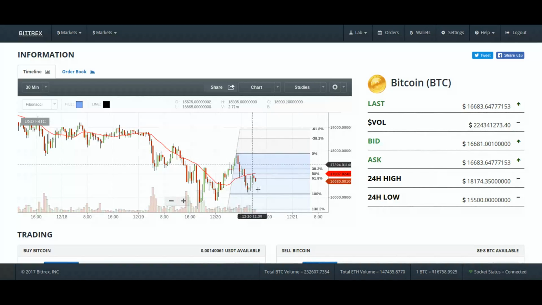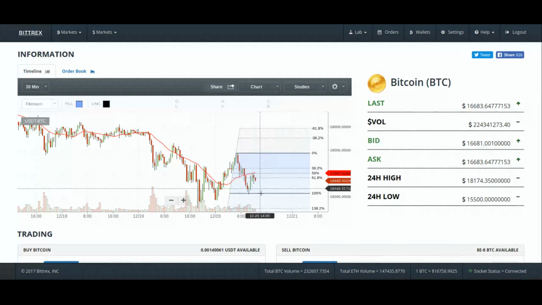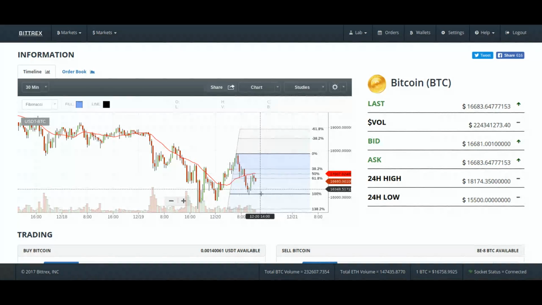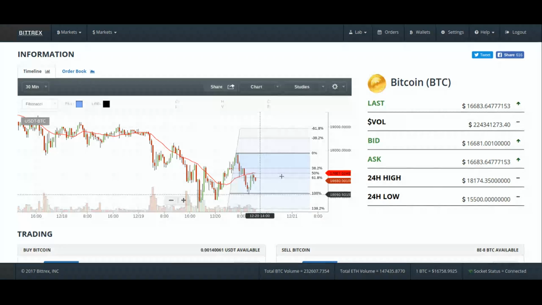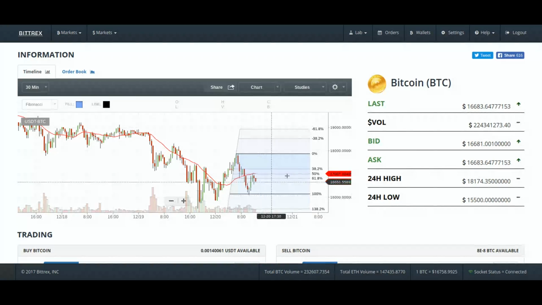Now, would I put all my buy orders right there? Hell nah. I would set one at 16.3. I would set one at the 100% right here. I would even go as low as, because it went as low before, 15,878. I'll put an order down there just in case it hits it. And then I would just ride it up.